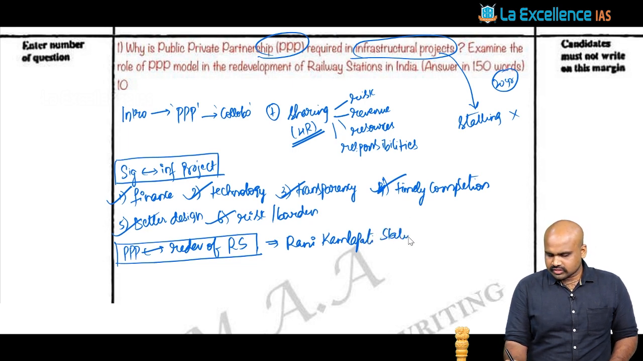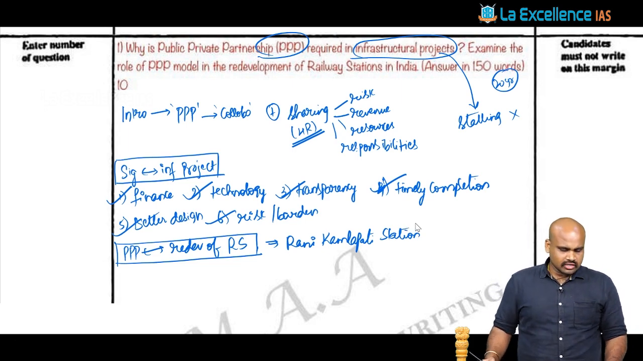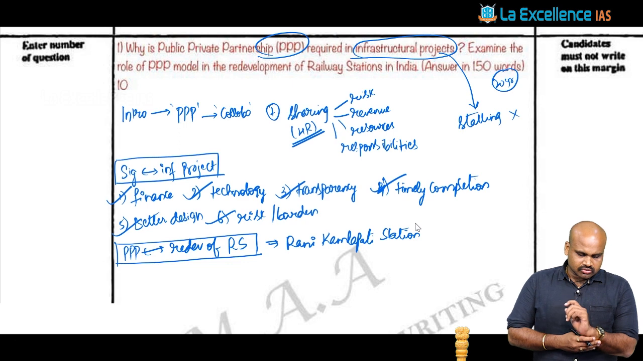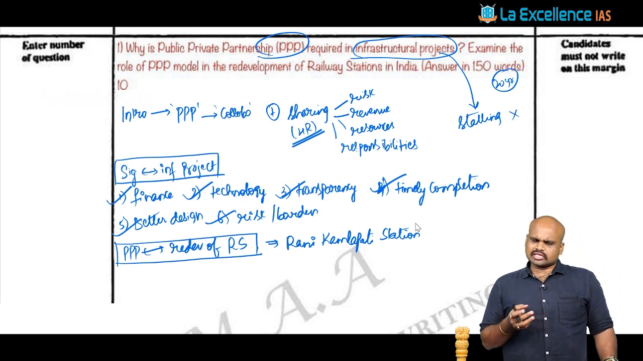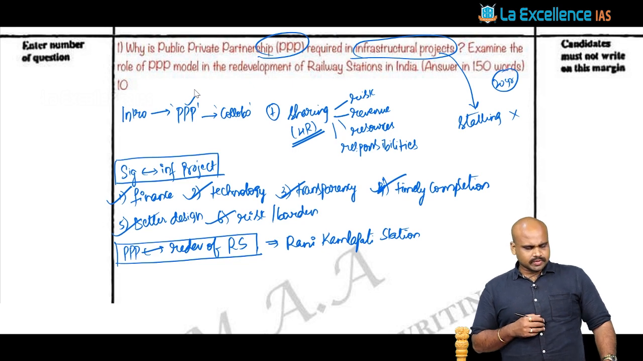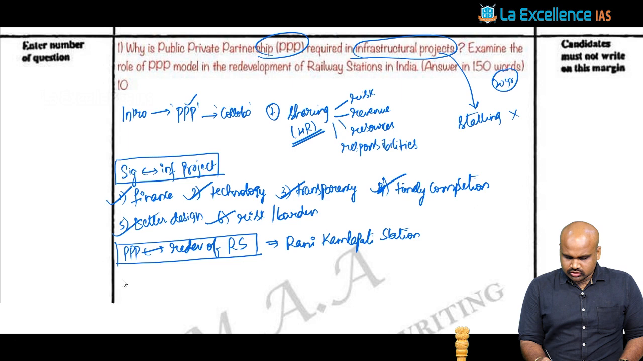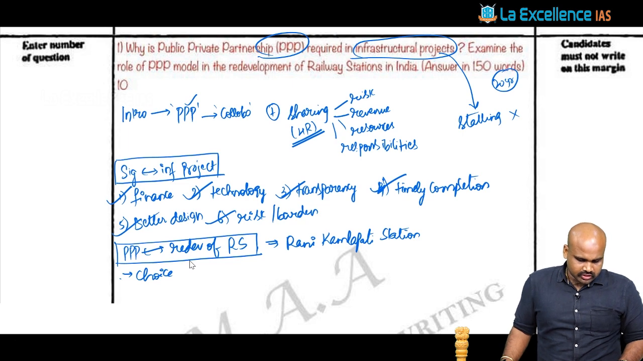Rani Kamlapati station in Bhopal, which I was discussing as part of the introduction to this question. You can give this as an introduction that sets the context, or the other kind of introduction can be with respect to your triple P. The triple P in the context of redevelopment would provide a better choice.